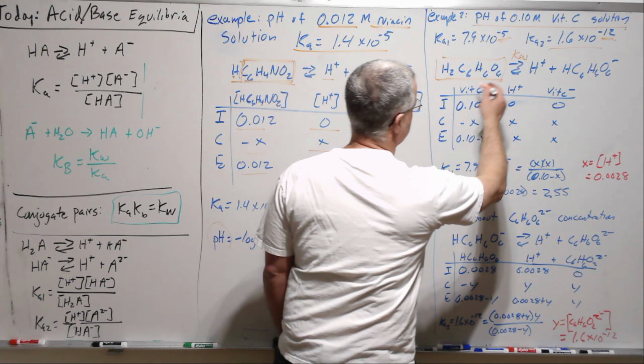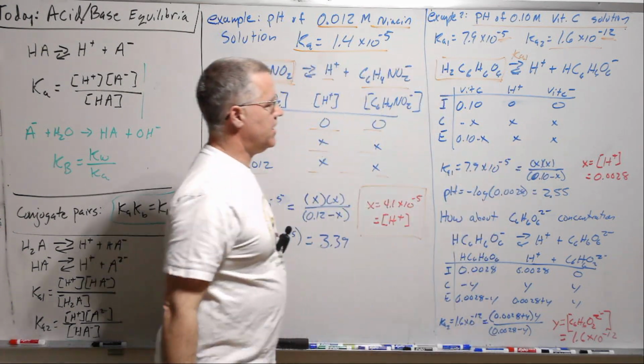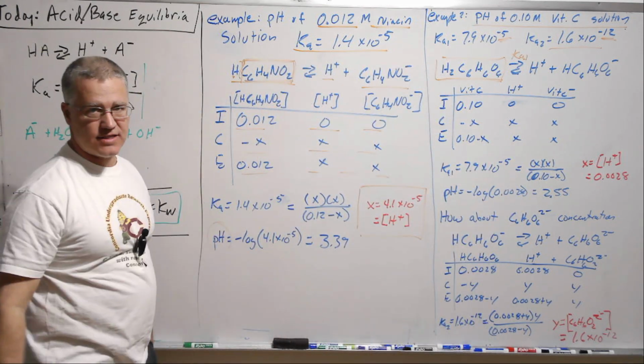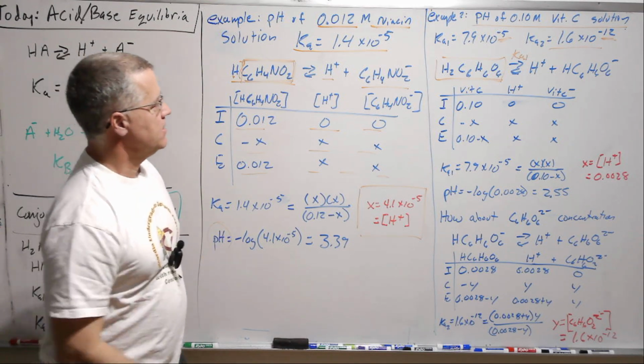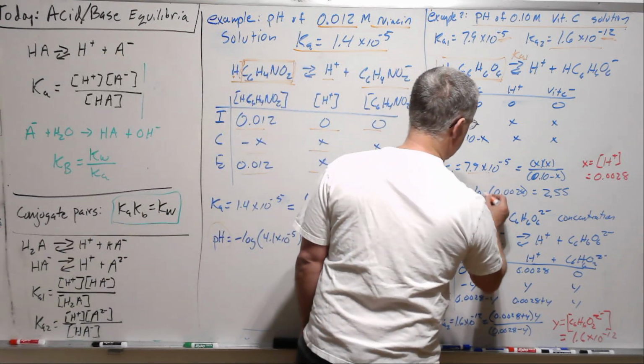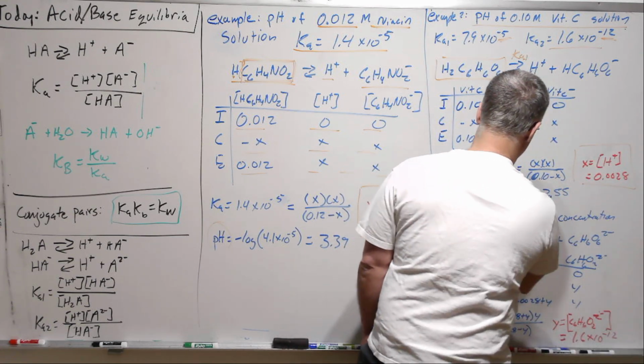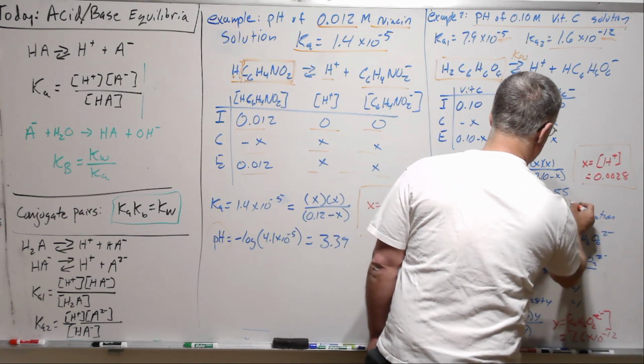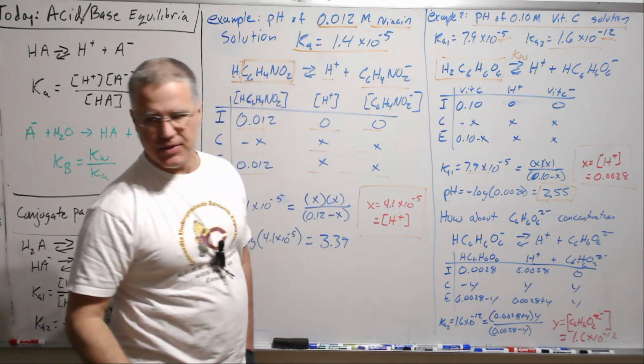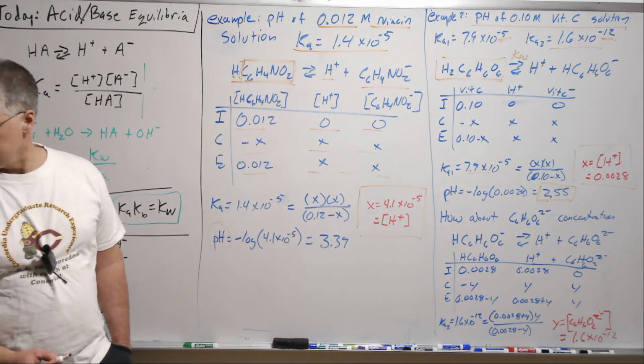Okay, so just like before, we set up a nice chart. So that's exactly like a monoprotic acid. We're just using Ka1. So we use Ka1 and we get an answer here. And from that answer, we can calculate a pH.